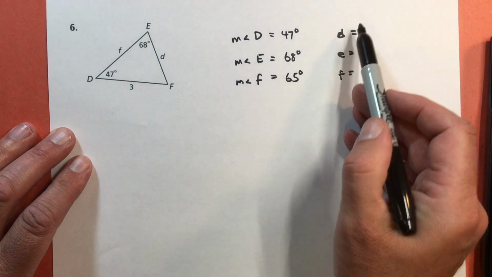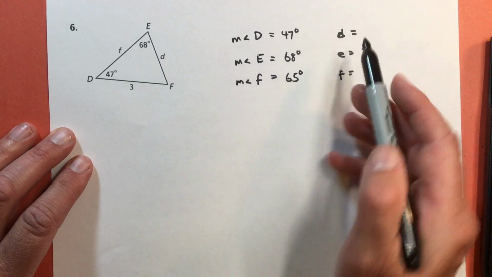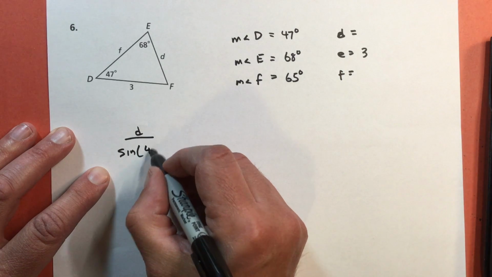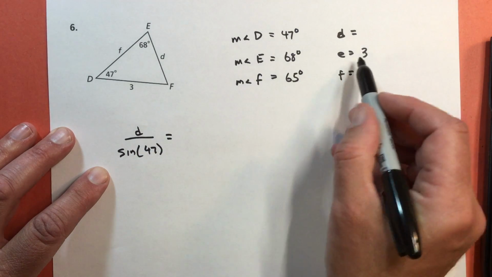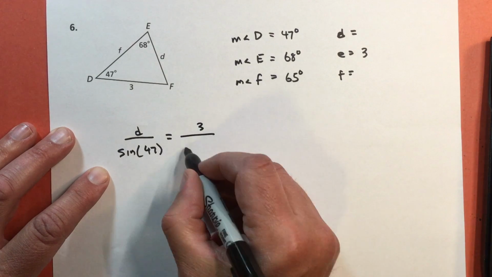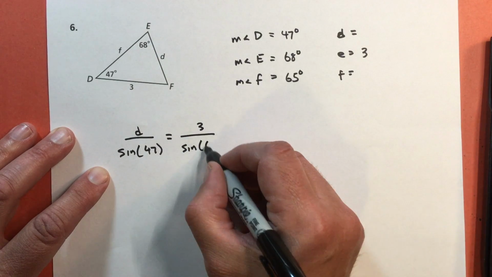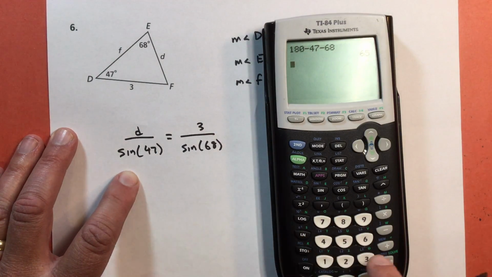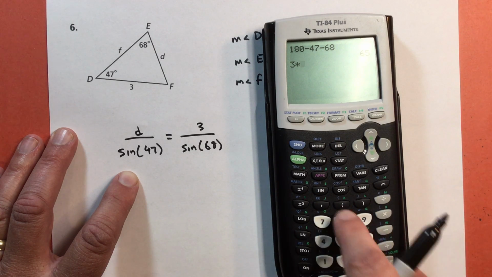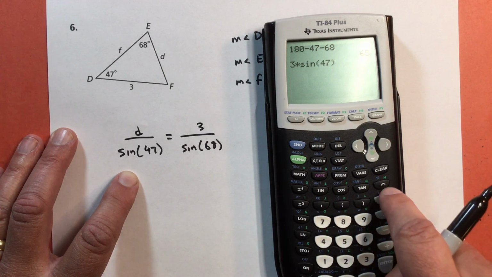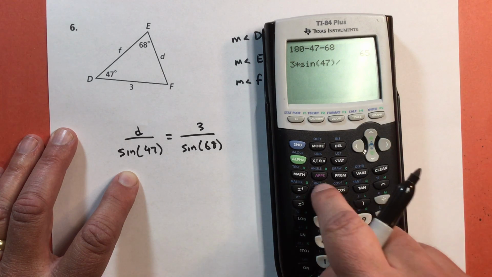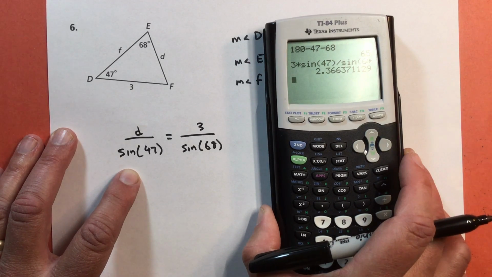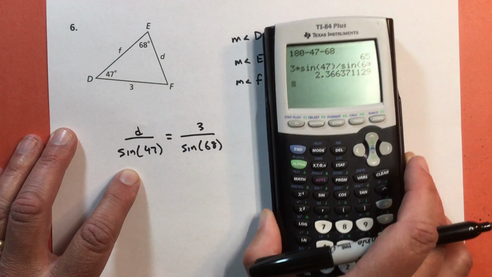All right, now let's see. I'm going to look for side D. So side D over the sine of angle D, which is 47, is going to be side E, 3, over the sine of angle E, which is 68. Multiply that times that. So 3 times sine 47, close your parentheses, divided by sine 68. And looks like I get 2.36, so we're going to call it 2.4.